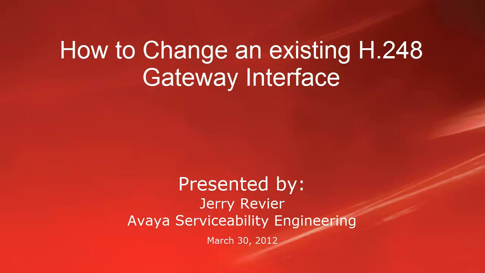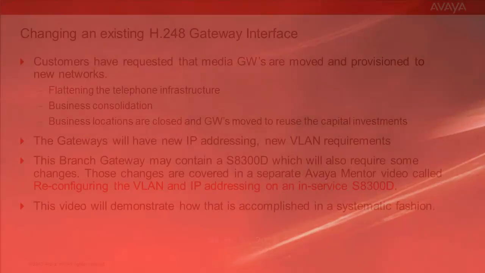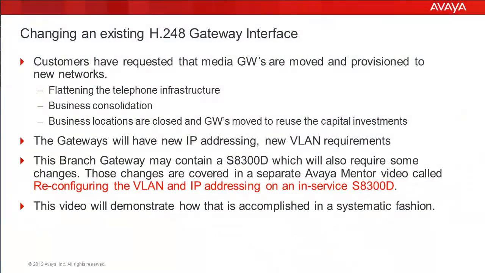This video will show moving and changing VLAN and IP addressing configurations in the following H.248 gateways: the G350, 430, and 450. This video will be describing a more and more common event as the economy and telephony environments are changing the way business is done.